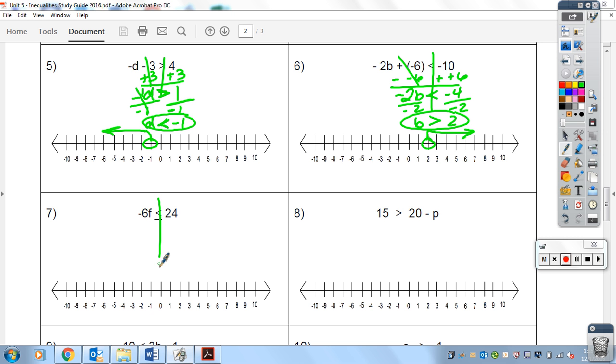Number 7, split down the middle, divide by -6, divide by -6, I get F, -4, and yes, the symbol flips because I divided by a negative. Closed circle at -4, F is on the big side, so I go to the right, which is where all the big numbers are.